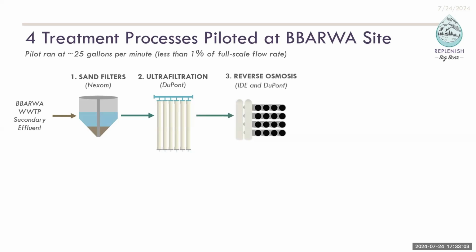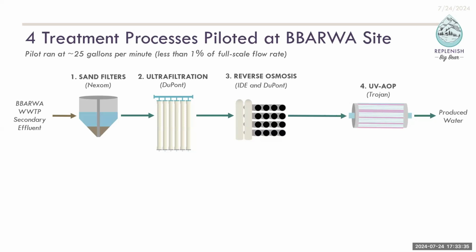Next was reverse osmosis, again targeting high recovery systems, which there's not a lot out there in the industry yet that can push to 90% recovery. We had IDE and DuPont for that. IDE in the first phase; second phase, we'll talk about some details about that later. And then for UV AOP, which is ultraviolet disinfection and advanced oxidation process, which was provided by Trojan. From there, we have the produced water.